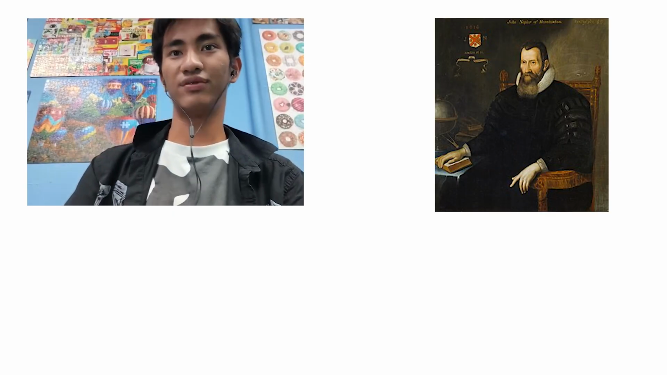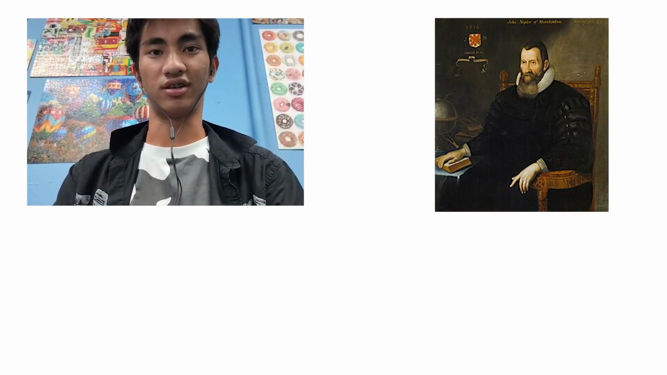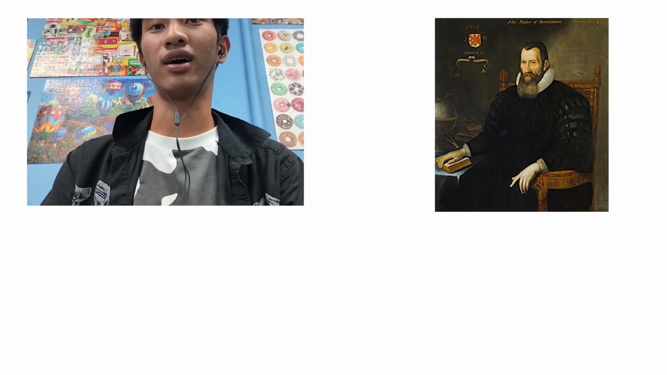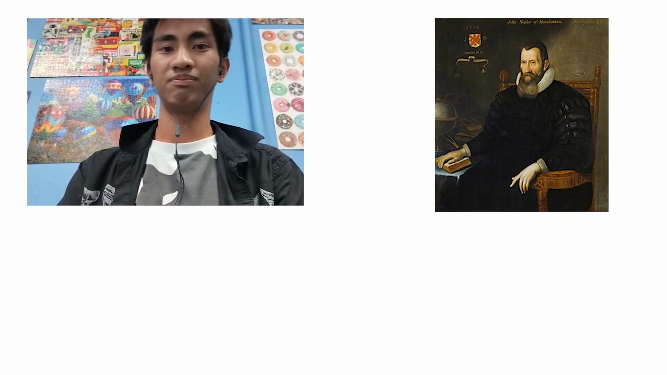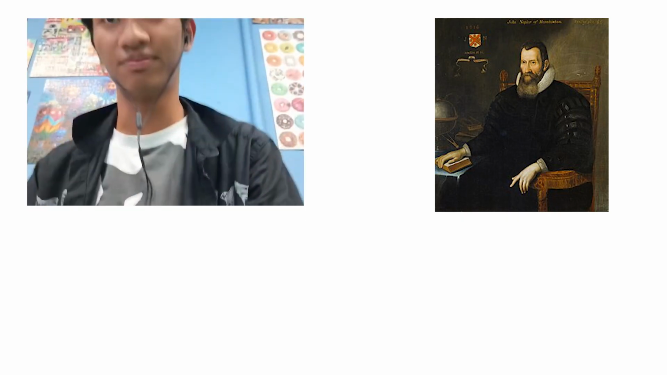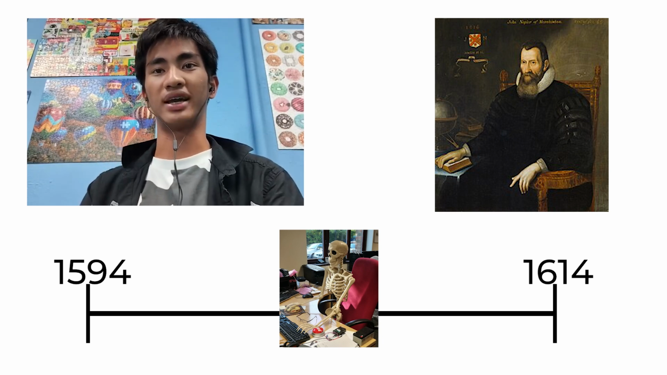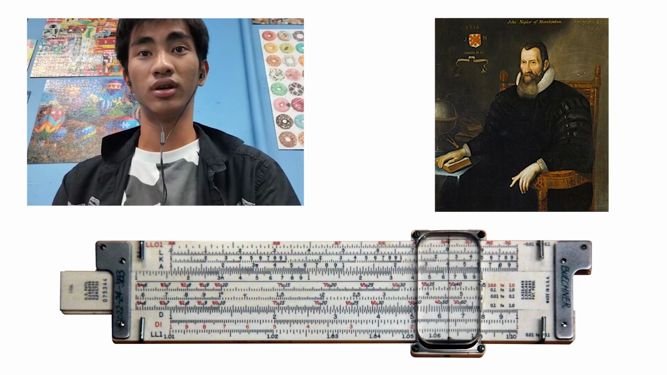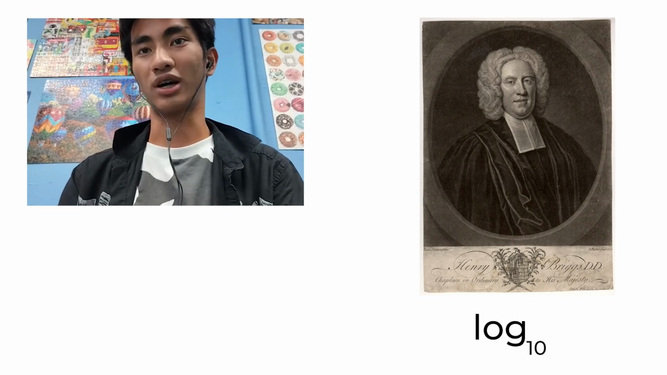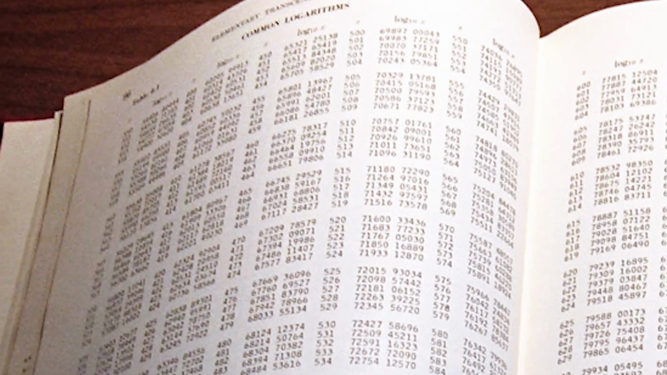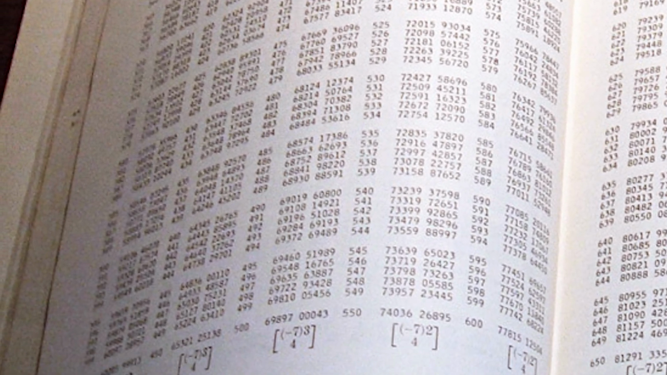John Napier invented logarithms in the early 1600s. His goal was to simplify long multiplication and division into addition and subtraction. It took him over 20 years to build the first log tables by hand. Later, Henry Briggs helped develop base 10, or common logarithms. These are published in thick books, full of pre-computed values calculated entirely by hand.